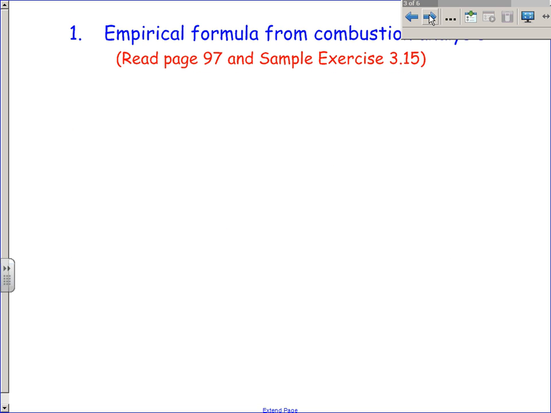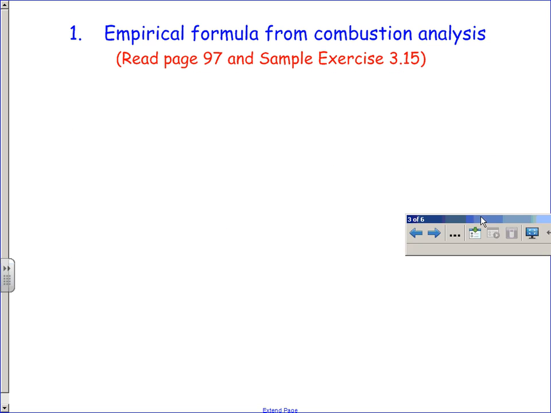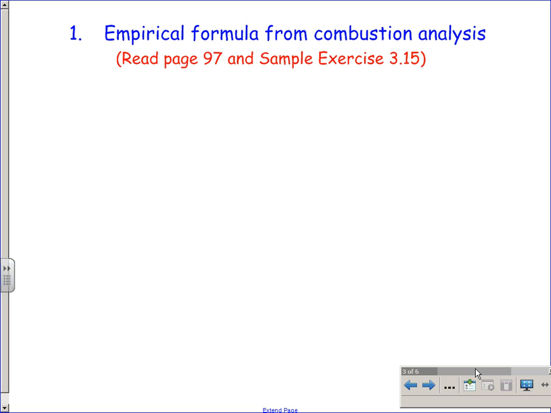Now, first, empirical formula from combustion analysis data. Like I said, it's always the hardest question every year because you have to understand the big picture and then you have to be able to apply it. Page 97 is where the book discusses combustion analysis. You need to read through that page if you're at all confused about this. You need to see it and see it and see it until you understand, okay, now I get what it's really talking about. And sample exercise 3.15 on page 97 takes you through that idea.